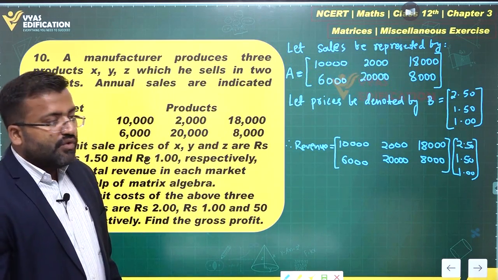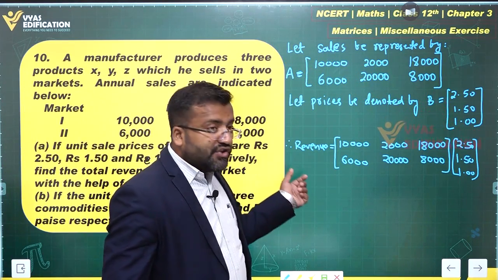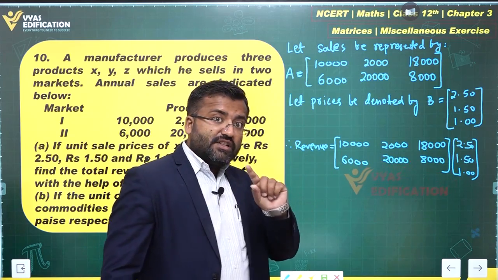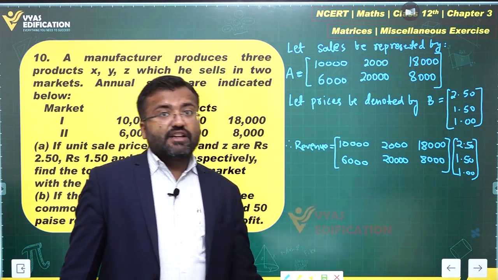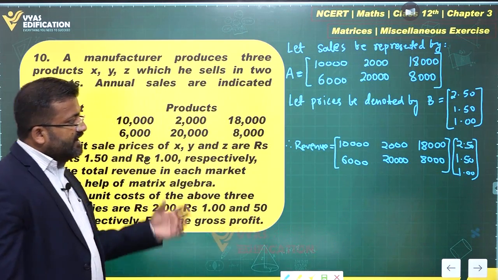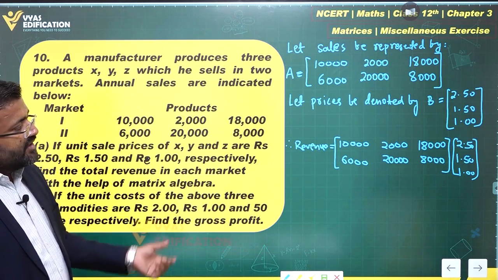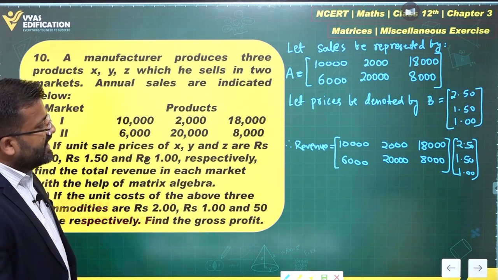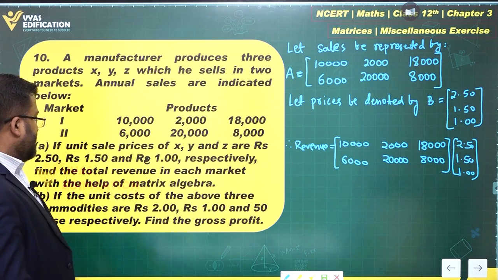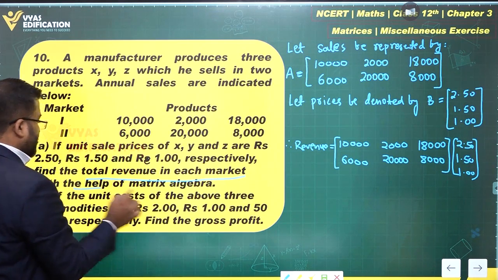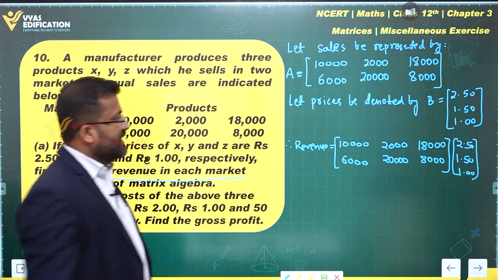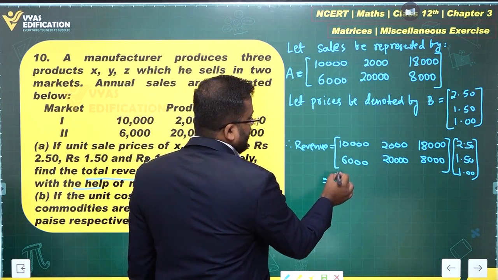On multiplying these two, in the first row you'll get the total revenue of the first market. In the second row, you'll get the total revenue of the second market, right? This is a 2 by 3 matrix, and a 3 by 1 matrix will give us a 2 by 1 matrix, right? So the revenue in each market could be found with the help of matrix algebra using this approach. What you have over here is this.